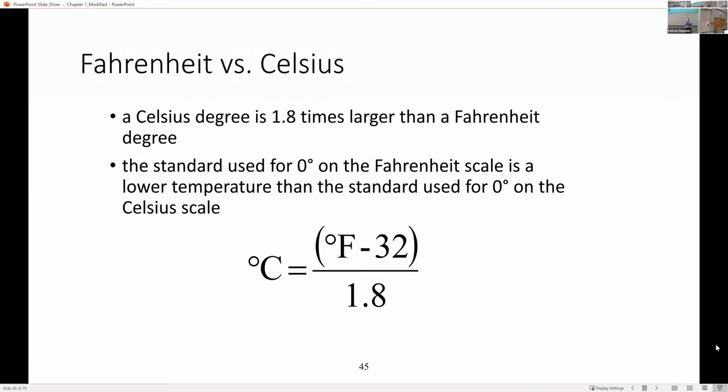Yeah? Is there a particular reason behind the minus 32? Oh, because they carry a lot more weight and they're shifted 32 units. So if you think about the freezing point of water and that Celsius is 0, Fahrenheit is 32. Shift and then convert the units. That's why the equation is the way it is. Good question.